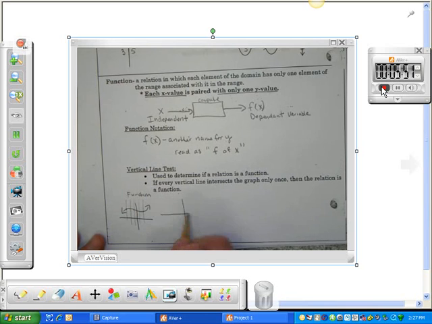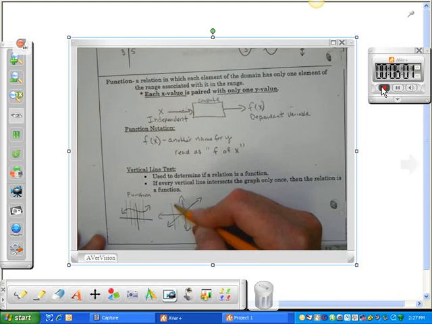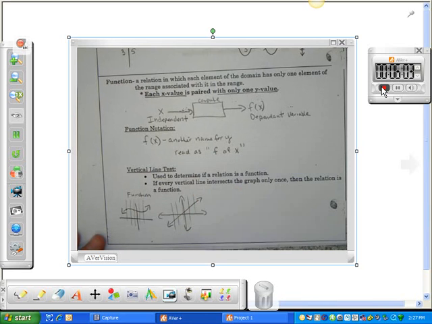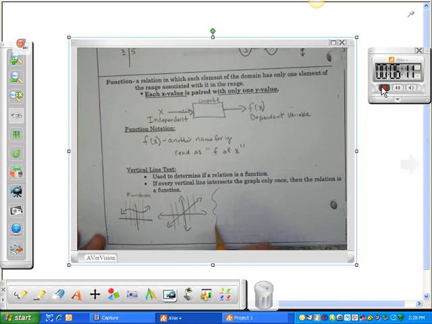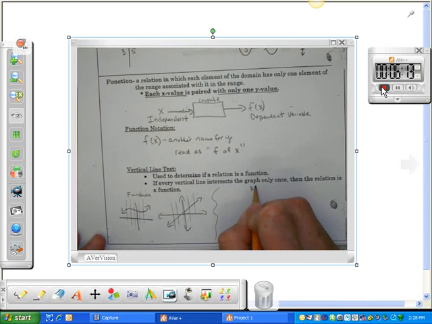Draw another quick graph. Here's our function, or here's our relation, I should say. Is it a function? Well, we use the vertical line test to check. Since each vertical line only hits the function in one place, it is a function. So those two are examples of functions. Now I'll show you some examples of not functions.